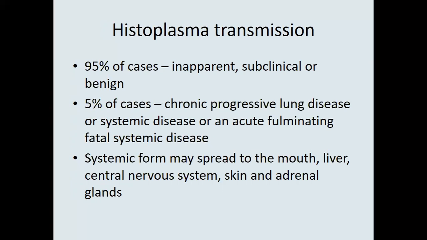It is a disease of the reticuloendothelial system. So our macrophages do so much in trying to combat this. But they can actually become infected with it, and it can spread among the macrophages. And you know where we have those a lot, in all of our tissues. But we see it spread to the skin, the mouth, the liver, the central nervous system, and the adrenal glands.